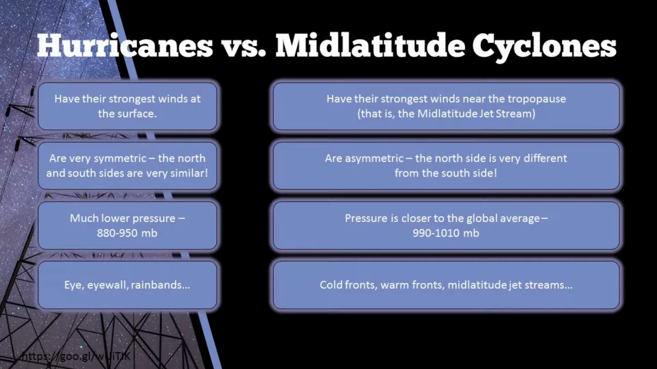In contrast, a mid-latitude cyclone has its strongest winds up at the level of the jet stream. Mid-latitude cyclones are attached to the mid-latitude jet stream, and that's where the strongest winds are going to be.